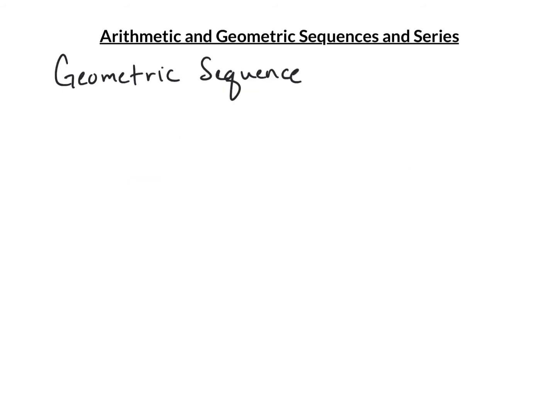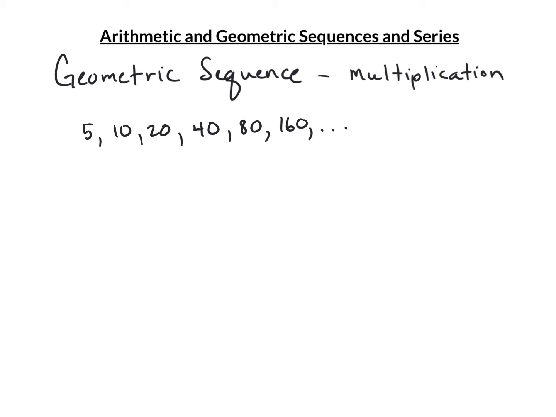A geometric sequence is a sequence created by multiplication. An example is 5, 10, 20, 40, 80, 160. Just like arithmetic, we can describe our terms in the sequence by the index number. A sub 1, 1 is the index number. This is A sub 2, A sub 3, and A sub 4, the fourth number in that sequence. I can find a particular number, like maybe A sub 10, by just observing the pattern. This sequence starts at 5, and every time you go forward, you multiply by 2.